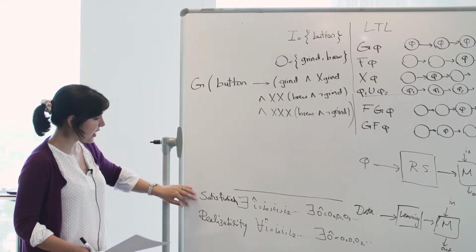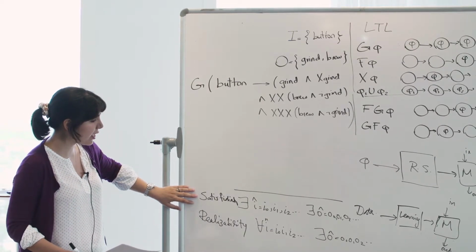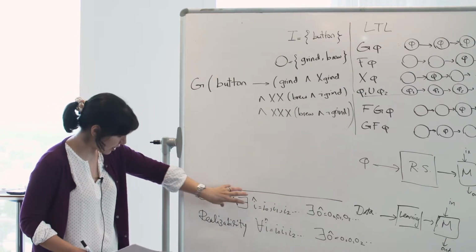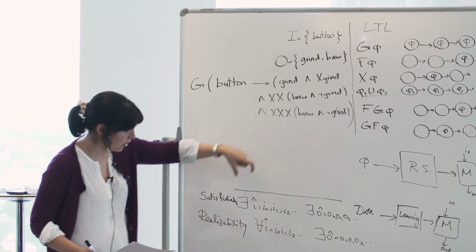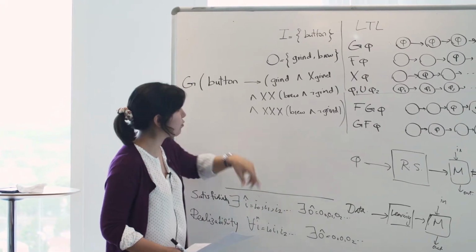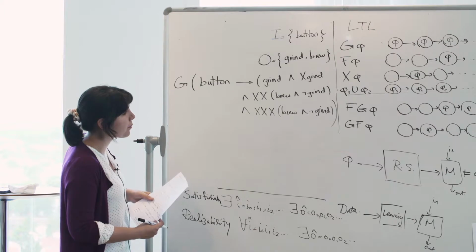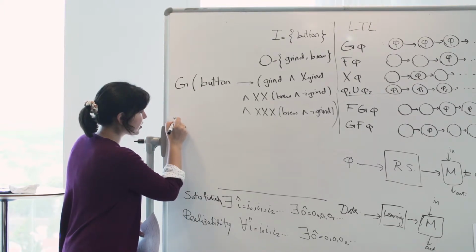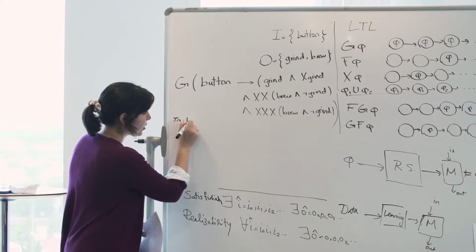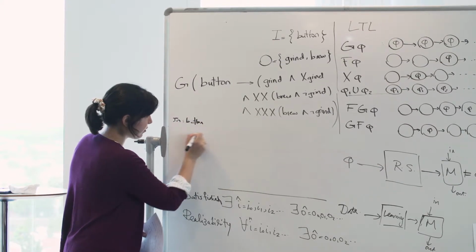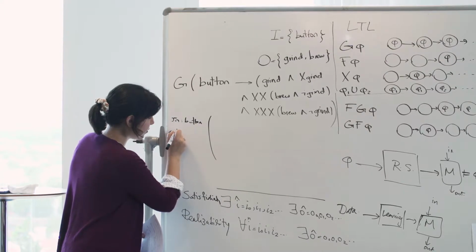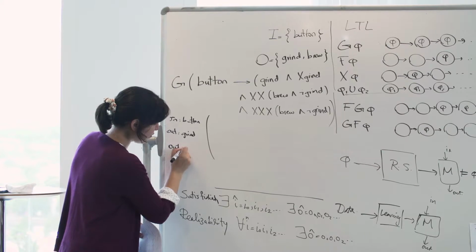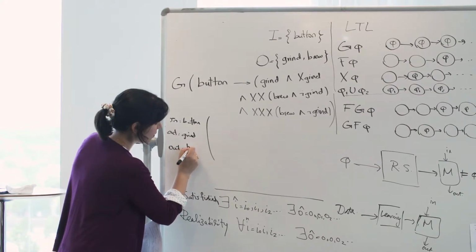So let's talk about satisfiability first. Satisfiability was saying that there exists an input for which there exists an output, so the sequence satisfies the specification. I can look at a sequence. Let me write my sequence. My sequence of input is button, and I'm going to write the output as a tuple. The first one corresponds to grind, and the second one corresponds to brew.